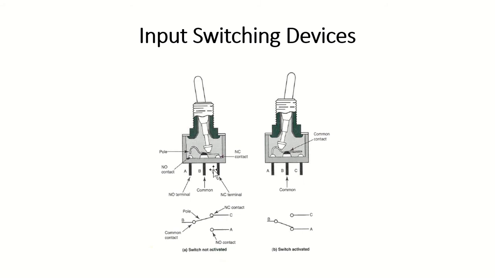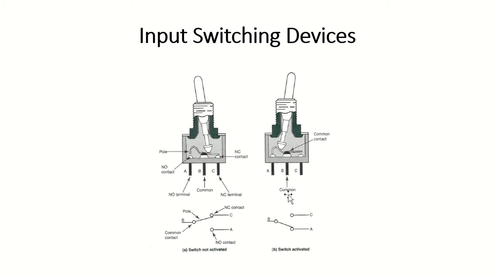And down below here, this would be the symbol for this single pole double throw. And again, this is in a not activated switch. On the right here, this switch has been activated. You can see that the position has been changed. And now we've got continuity between B and A.